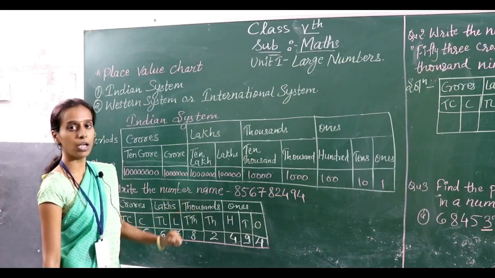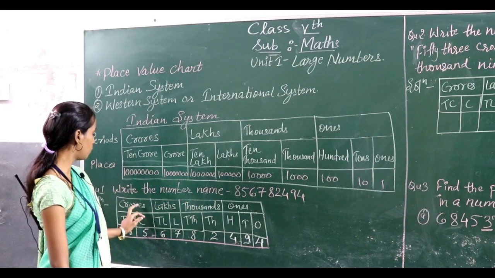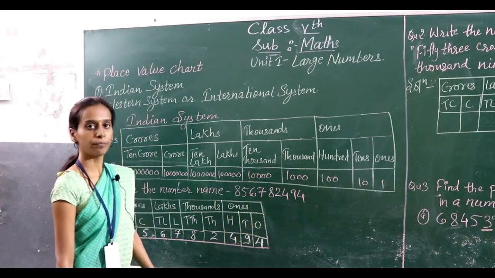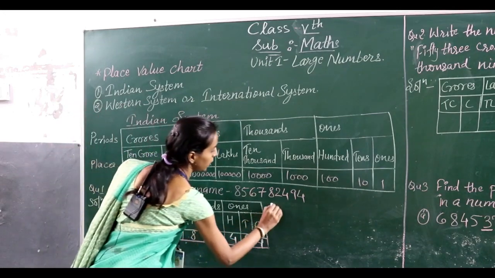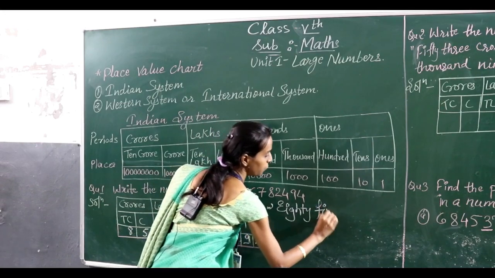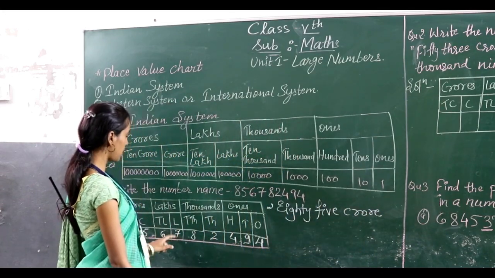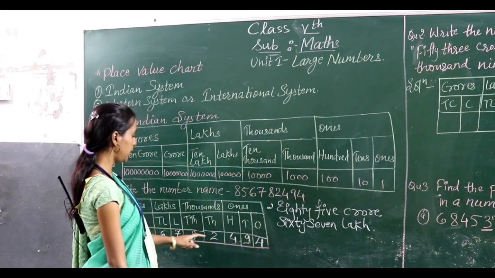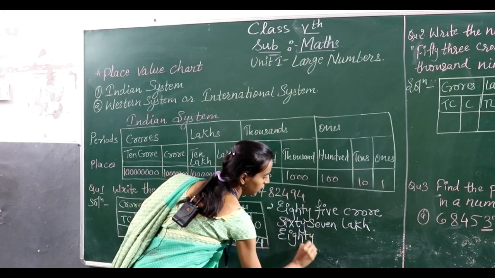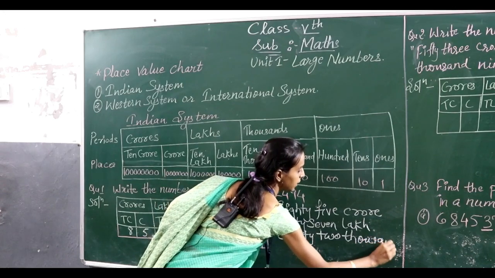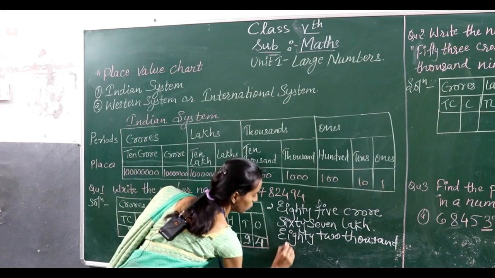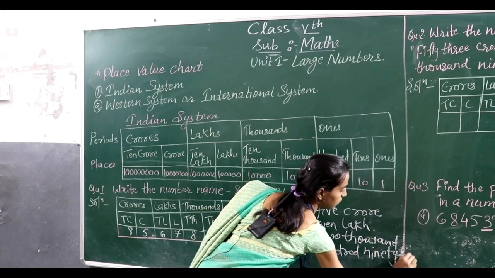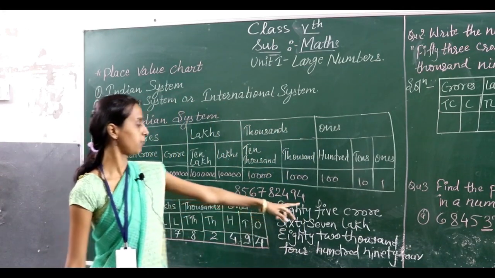Now we will write it in the number name form. We start from here: 85 crore, 67 lakh, 82,000, and last 494. So we have written 85 crore, 67 lakh, 82,494.